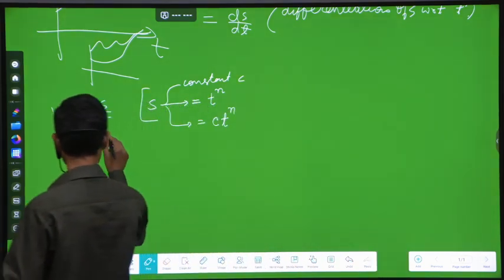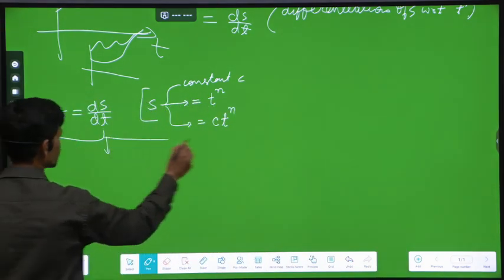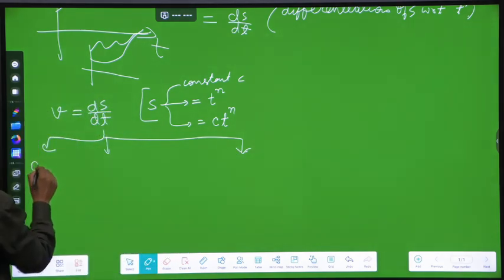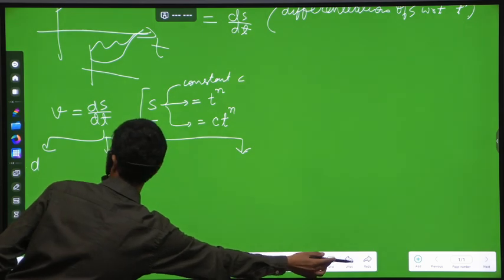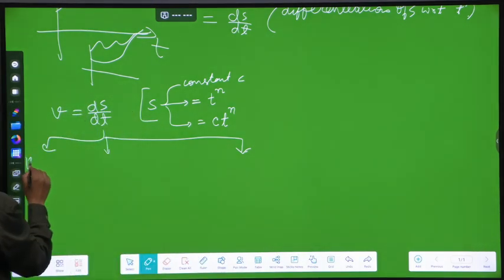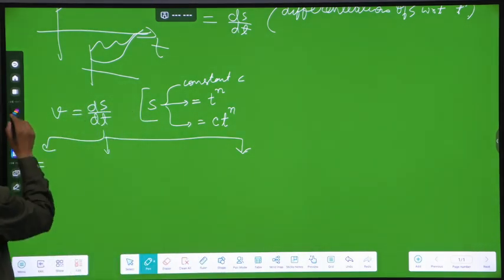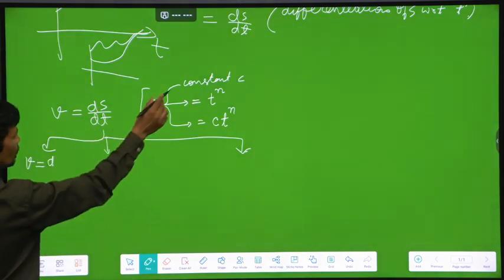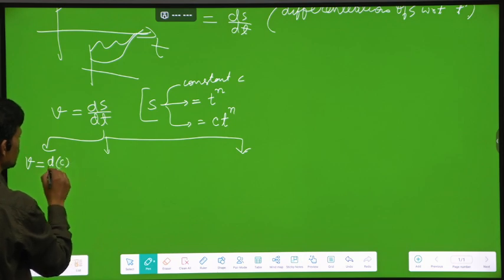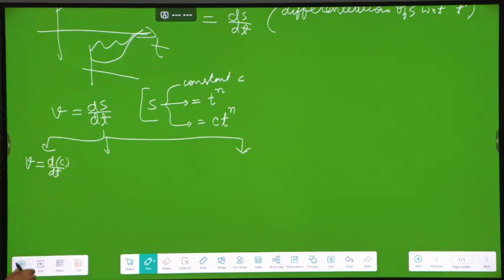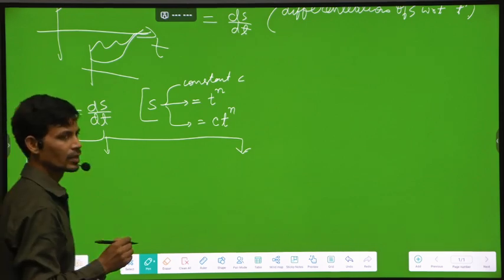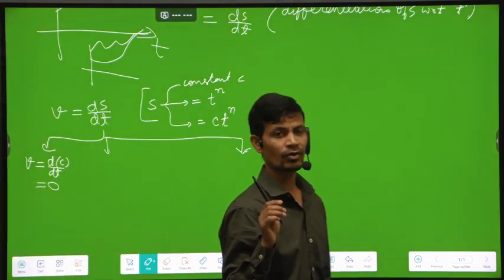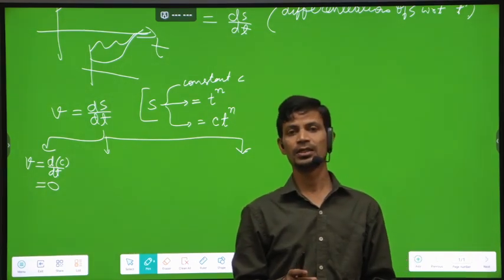Then this formula, velocity is equal to d, in the place of s there is some constant, by dt. So this is a very easy formula. This is 0. Differentiation of a pure constant is 0.